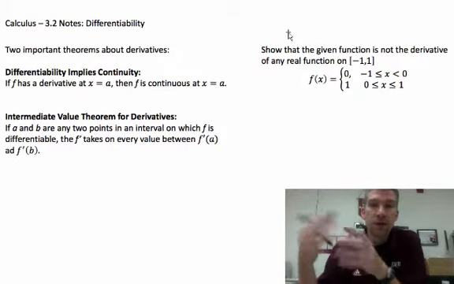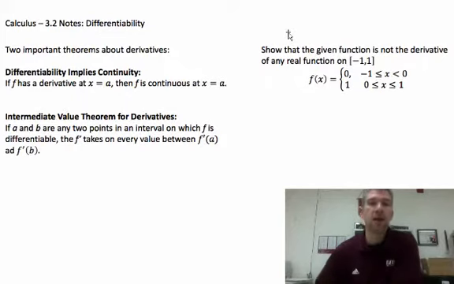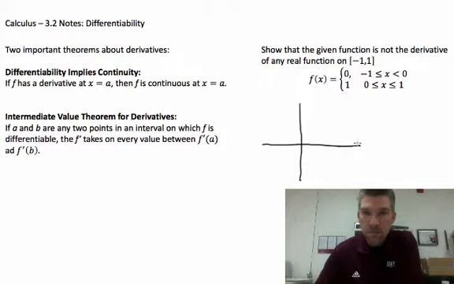So show that the given function is not the derivative of any real function on -1 to 1. And all we're going to do is look at this guy, and let's just graph it. So here we've got this graph. And if we graph the first part, right here, we'll graph it in this pink color, it's going to be equal to 0 from -1 to 0.